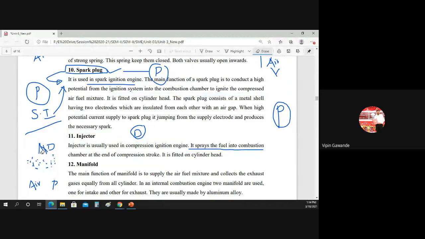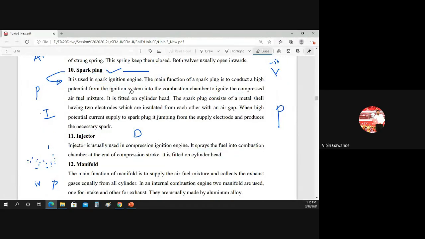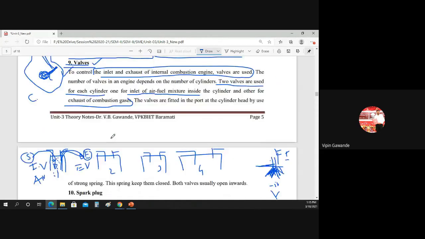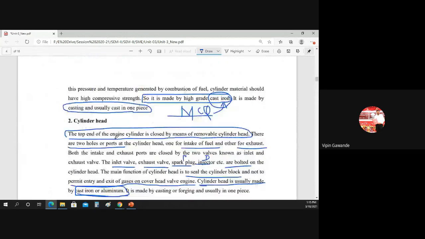Okay, so then afterwards, this is over there. Then the next one is the manifold. Now what is this manifold? The main function of the manifold is to supply the air fuel mixture and collect the exhaust gases equally from the cylinders. So these are the manifolds. See, these are our manifolds.